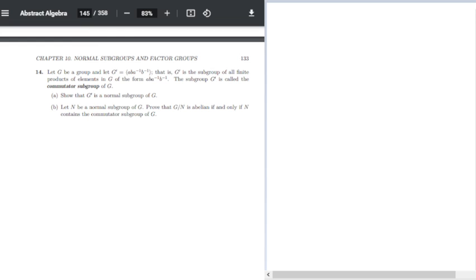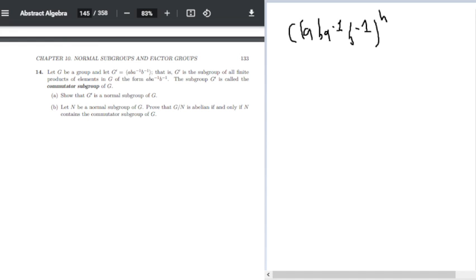So G prime is a subgroup of all finite products of elements of G of the form ABA^-1B^-1. So we're going to have, suppose we have C, ABA^-1B^-1, all to the power of n. Well, proving this group is going to be normal is actually kind of painful.